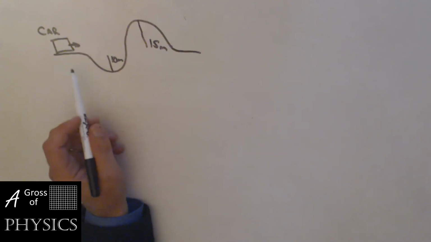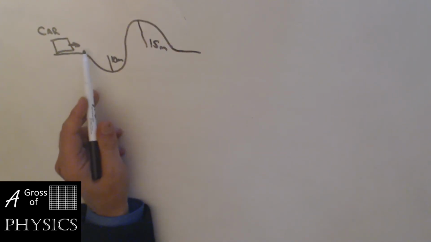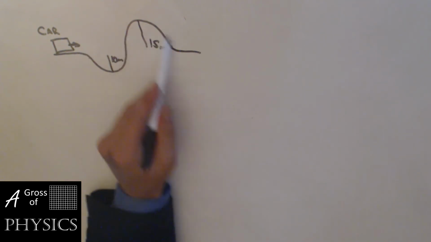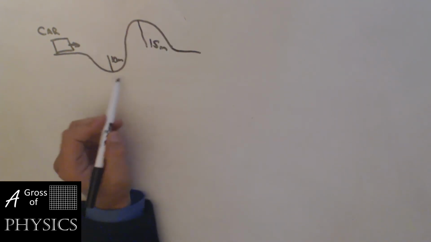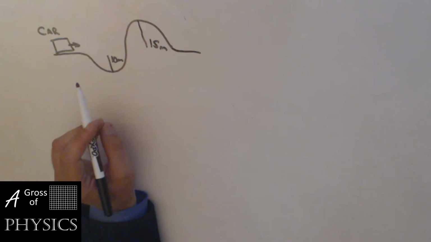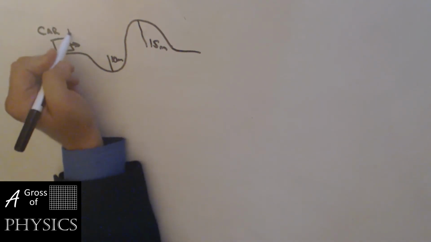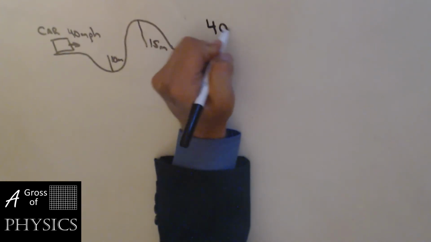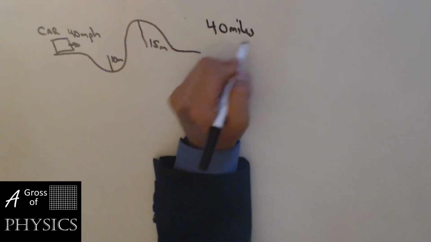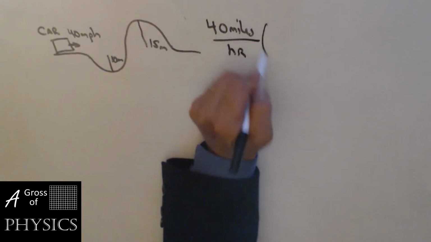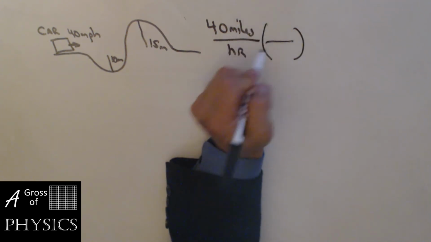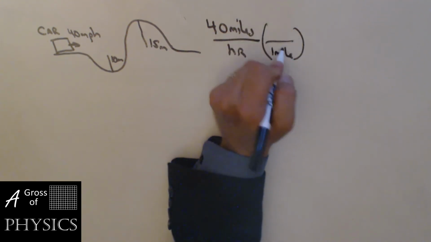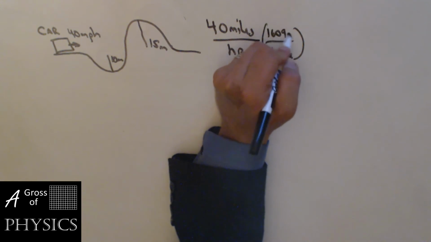Okay, for our next problem, we're going to look at a car traveling along a road. It's going to go down into a valley and up over a hill. And the hill and the valley have different radii. Now, the car is traveling at 40 miles per hour. So let's just get rid of that right away. 40 miles over hours. 1 mile, 1609 meters.